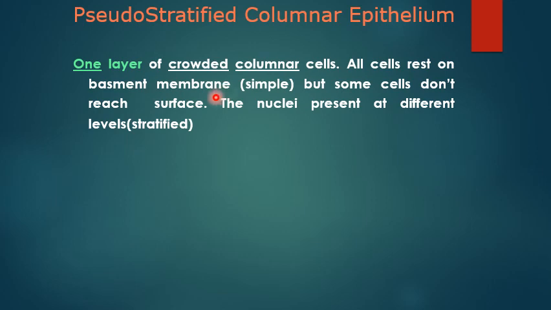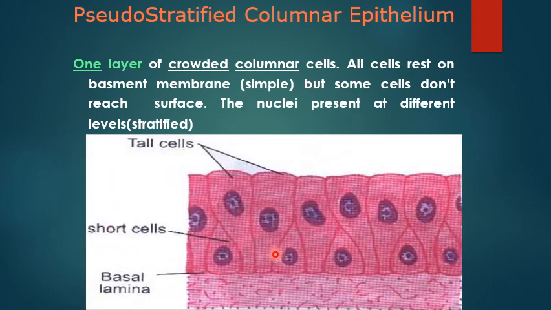Why? Because all of them rest on the same basement membrane, but not all of them reach the surface. So I can see nuclei at different levels, so I said it is stratified, but it is false stratification. It is simple. As you can see here, I have two levels of nuclei, but in fact all cells rest on the same basement membrane, but not all of them reach the surface.